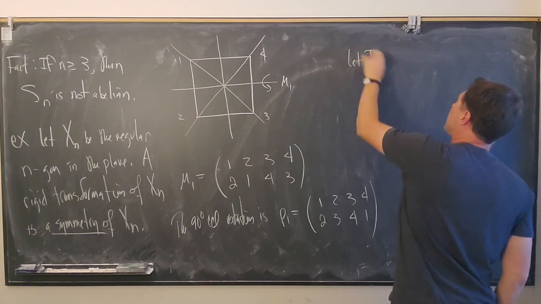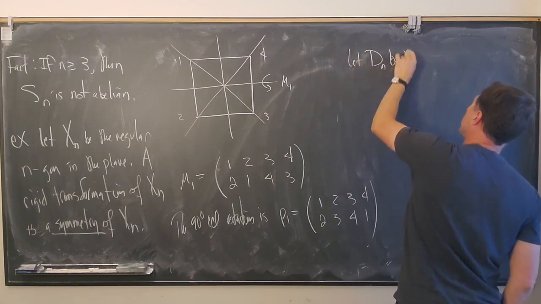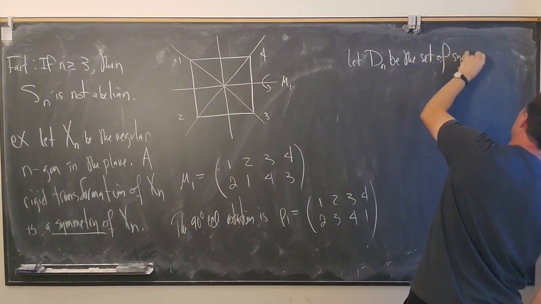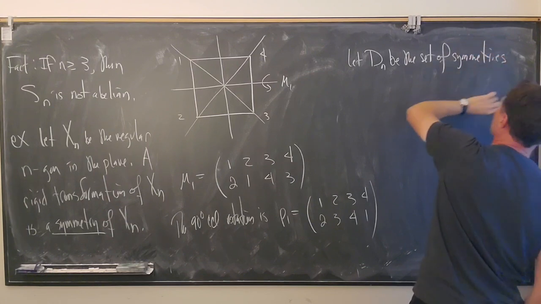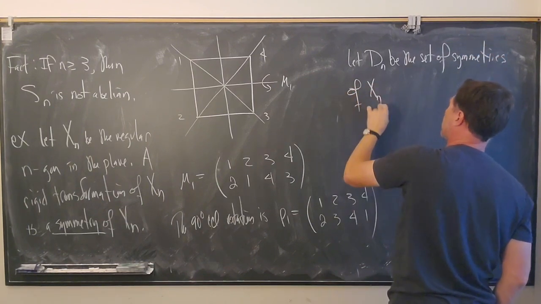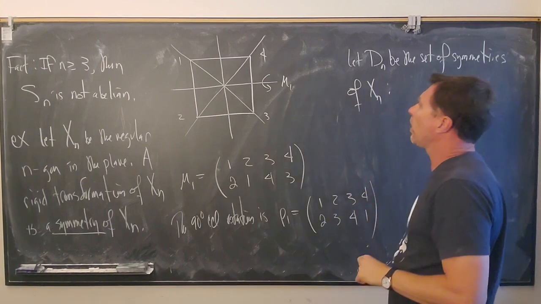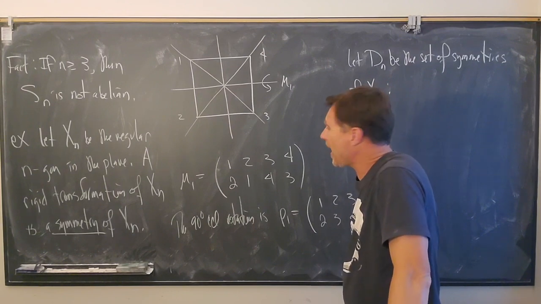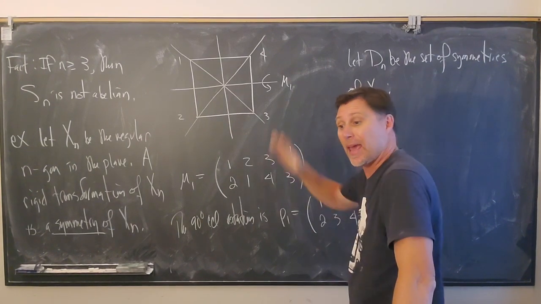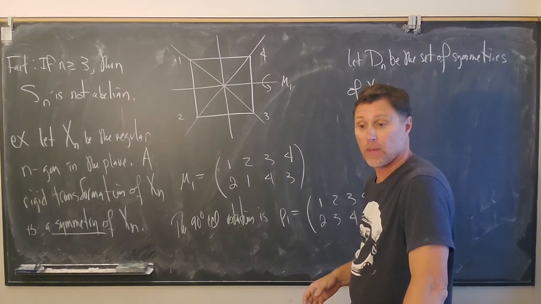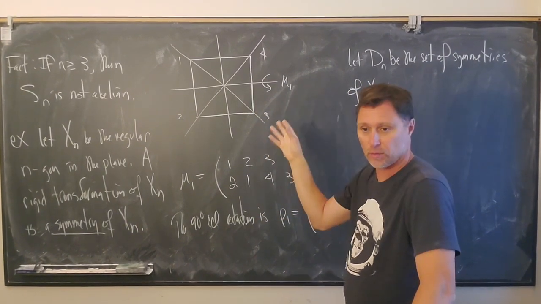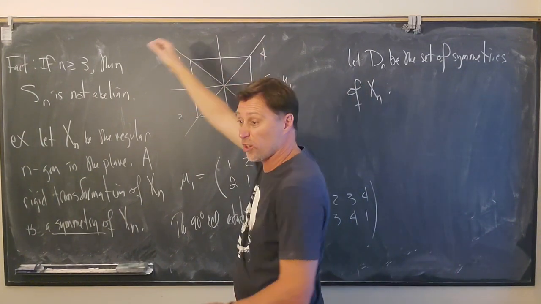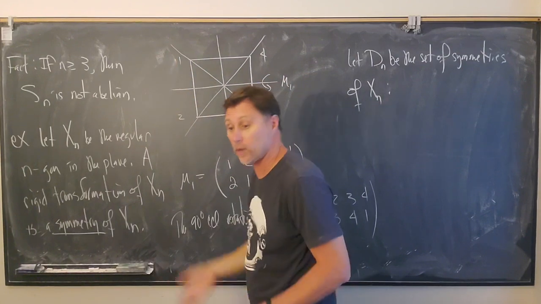So let's let Dn be the set of symmetries of x sub n. Now, what's the size? Well, in general, what you're going to have is you will have n axes of symmetry, right? n axes where you can flip about. And you will also have n rotations, right? Taking the vertices 1, 2, 3. The vertex can rotate until it gets all the way back around, and there are n vertices.